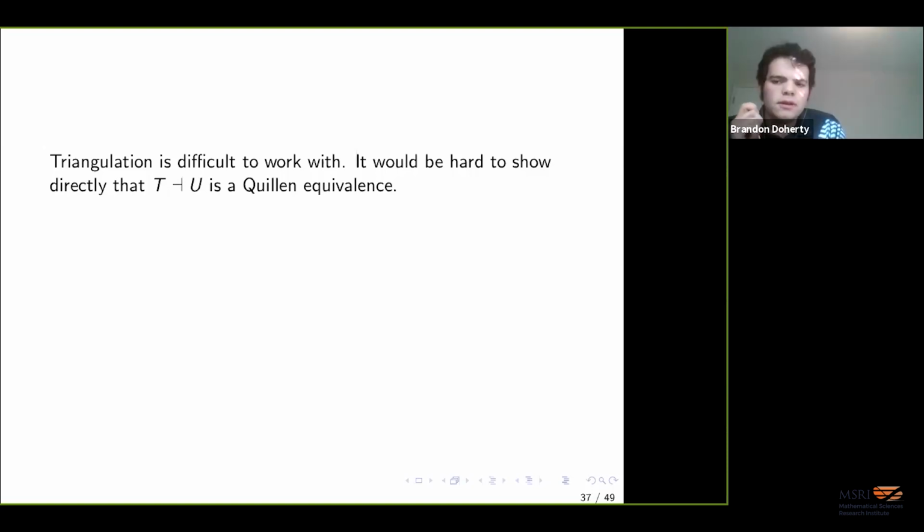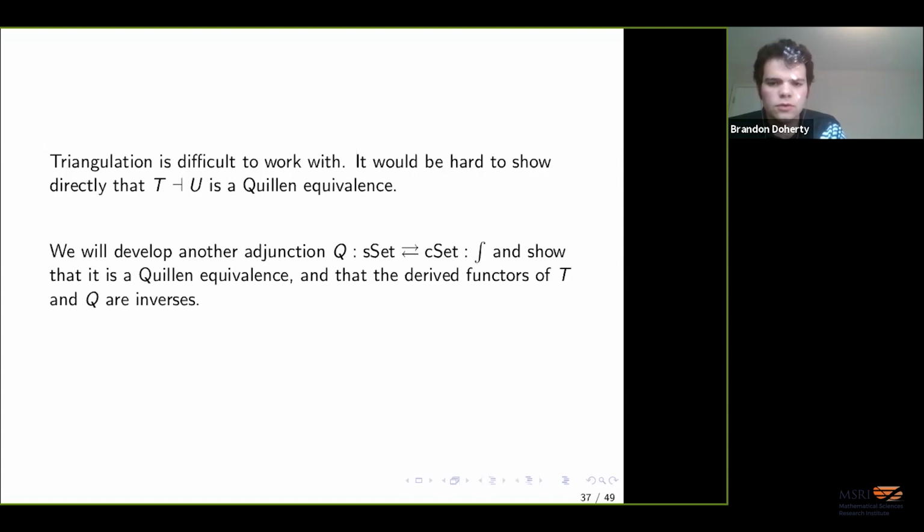Right, but so now it would be kind of difficult to just directly show that triangulation is an equivalence, because it would be a bit hard to work with its unit or co-unit. So our approach then is we develop another adjunction between simplicial sets and cubical sets, and we'll show that that is an equivalence, and that the derived functors then of the left adjoints are actually inverses as equivalences of categories. So we're going to start by introducing these functors Q and its right adjoint integral. We're going to start by showing that these are equivalences, and then use that to show the same for triangulation.